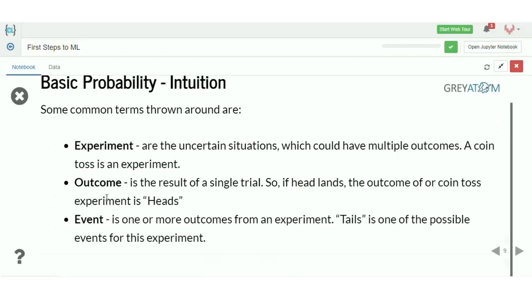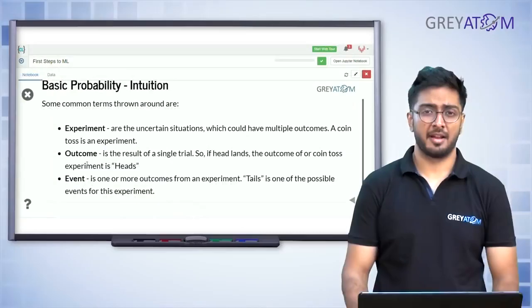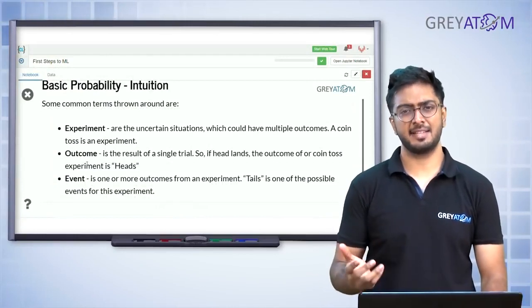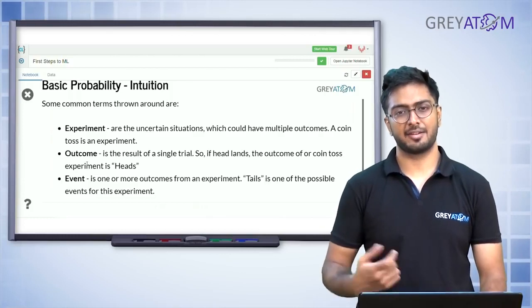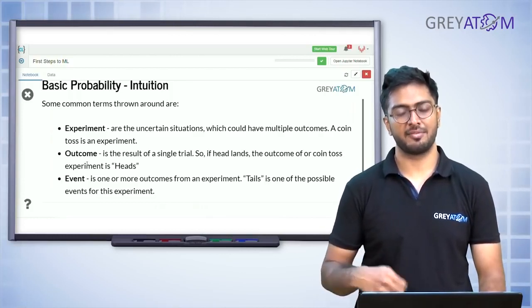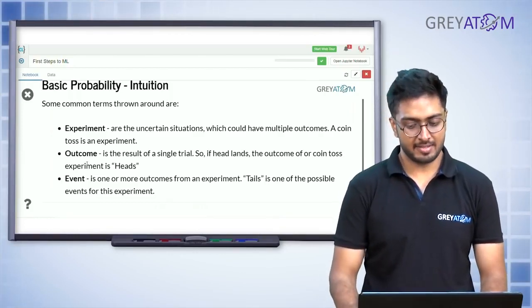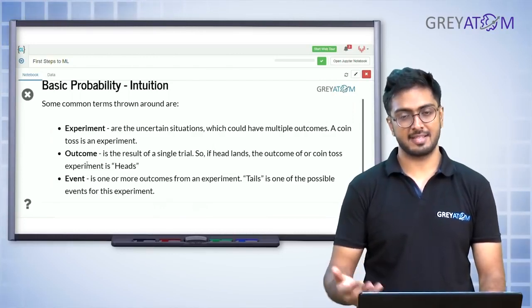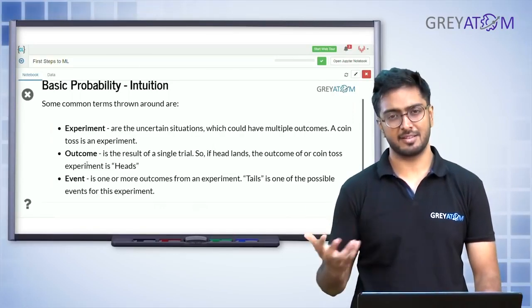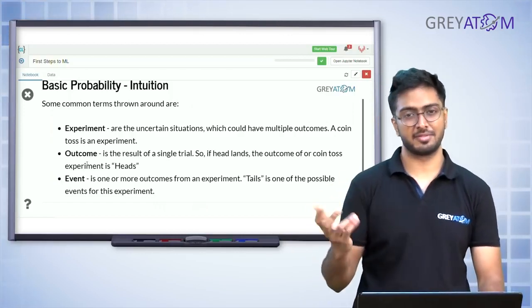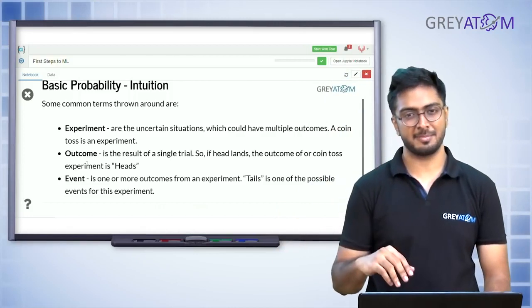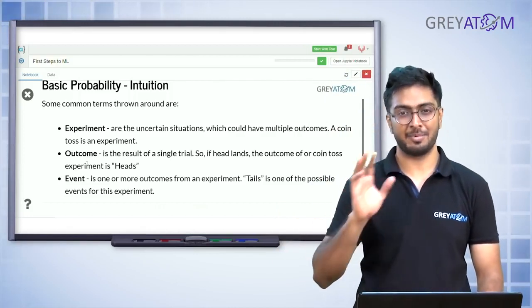Event is basically one or more outcomes from an experiment. And what is an event? Event is basically the possible outcomes, right? So there could be head, there could be tail. Those are two events that could happen for a single trial, right? So a coin toss, as I said, is an experiment. The outcome is the result of a single trial, and the event is basically the possibilities, right? Head is one possible outcome, tail is also one possible outcome.